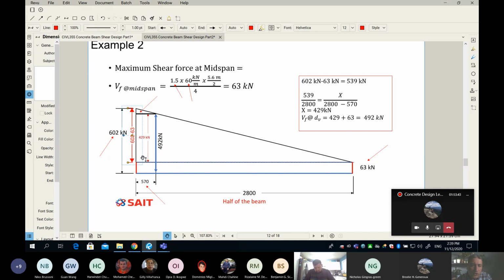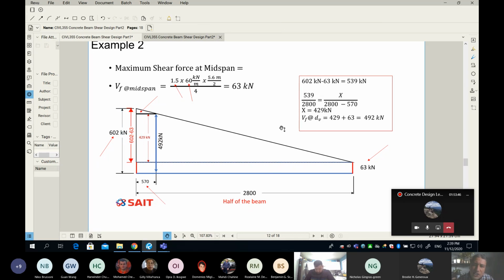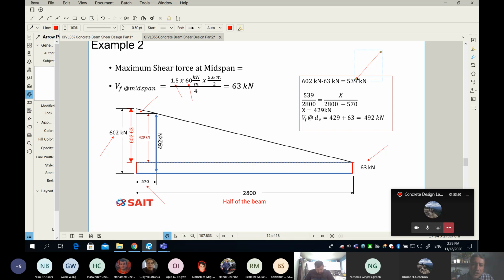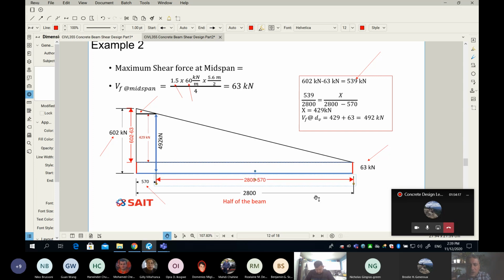So guys, I'm going to move it here. This dimension here is 602 minus 63, so I did it here. That's 539. And then what you do next is similarity of triangles. The dimension from this point to this point is 2800 minus 570. You can see I can do similarity of triangles, this triangle here and this triangle over there, and the math is over there. Please take a look. I'm going to call it X. So this is X.